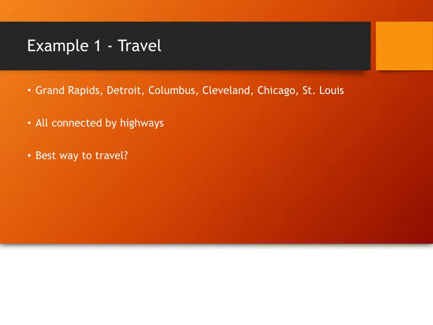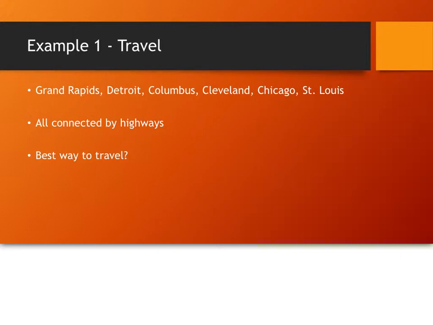So a similar thing can be talked about, instead of the New York, Boston, San Francisco, LA example. How could you travel between Grand Rapids, Detroit, Columbus, Cleveland, Chicago, and St. Louis? All of these are connected by highways. You can get from one to the next. Sometimes it's more efficient to go certain routes. You probably wouldn't want to go from Grand Rapids to St. Louis, then back to Detroit, then back to Chicago, and then to Cleveland, right? There's probably a most efficient way, a best way to travel. However, in this case, it's not as obvious what path you should take as it was in the New York, Boston, and LA example.